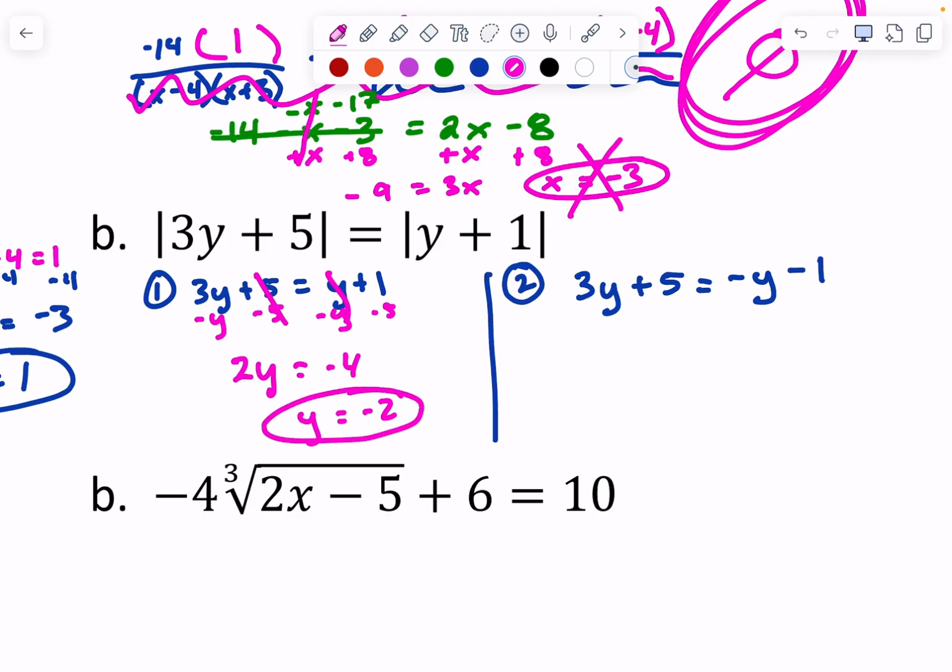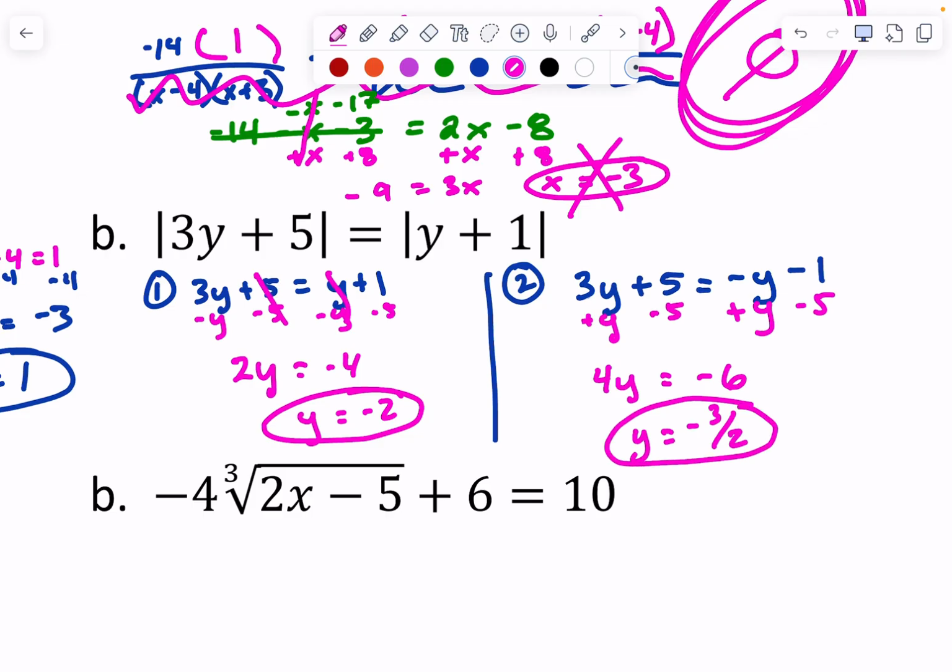On the right, plus y, minus 5, minus 5. 4y equals negative 6, and y equals negative 6 over 4, which is negative 3 halves if you divide. 6 over 4 is 3 halves.